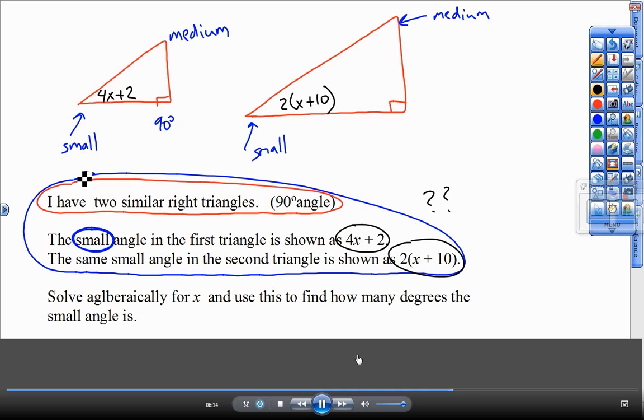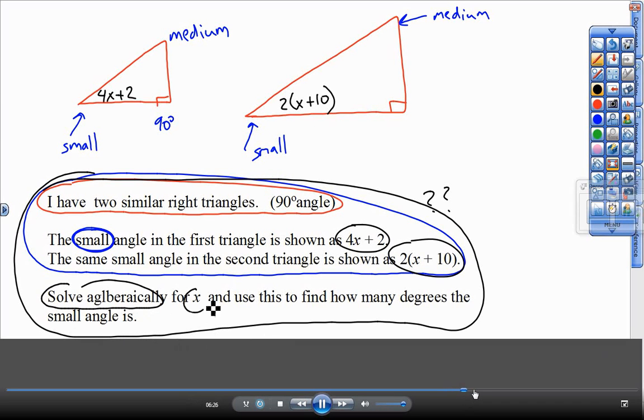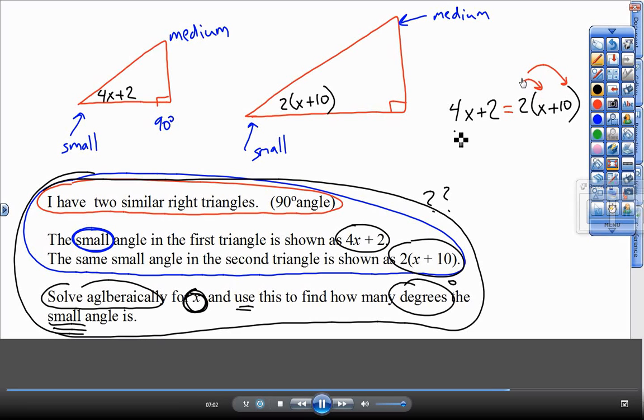So here I go. 4x plus 2 equals 2 times (x plus 10). Because those angles are equal, 4x plus 2 equals 2 times (x plus 10). The first part does not need to be distributed. The second part, distribute: 2 times x, 2 times 10, gives me 4x plus 2 equals 2x plus 20. To get rid of the number on the left side, minus 2, minus 2.